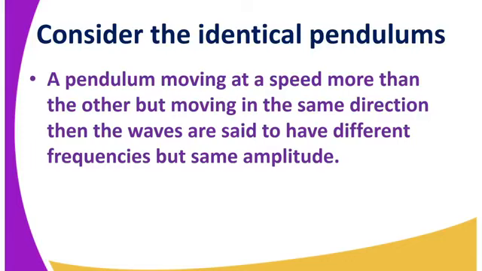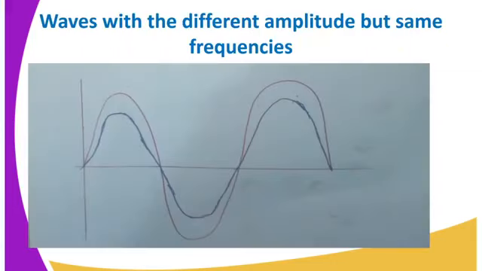In this case, through an illustration, consider two identical pendulums. These two identical pendulums have been suspended freely and then allowed to swing. When these two pendulums are moving in the same direction but at different velocities, the waves are said to be at different frequencies but on the same amplitude. This is the statement that we have here: a pendulum moving at a speed more than the other but in the same direction, then the waves have different frequencies but the same amplitude. So that is the first point, waves with the same amplitude but different frequencies.